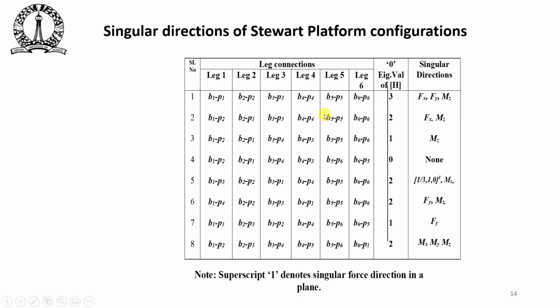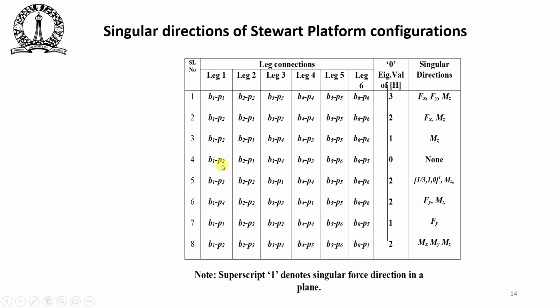This is another configuration which you can see. It is B1, P2, B2, P1. So basically the legs are crossed. Two adjacent legs are crossed. So B3, P3, B4, P4, and then all the other legs are straight. So the first two leg connections are crossed and all others are straight. So in this case, you can see that of the eigenvalues of H, there are two of them which are 0, and they correspond to singular directions which are Fx and Mz.